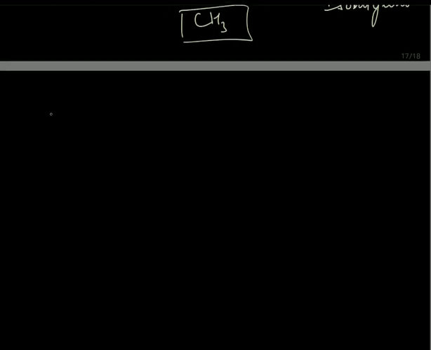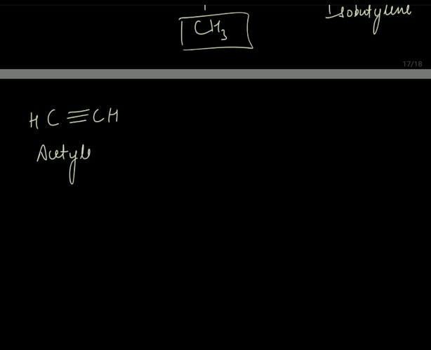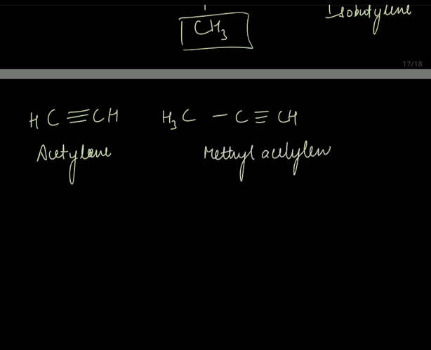Then we go to the triple bond. A triple bond having a minimum of 2 carbon atoms is the very first homologue of the alkyne series. So this is called acetylene. Otherwise, it's ethyne. If we have 3 carbons with the triple bond, this will be called methyl acetylene. Acetylene is the name given to this carbon-carbon triple bond. This methyl group is present, so we will call it methyl acetylene.